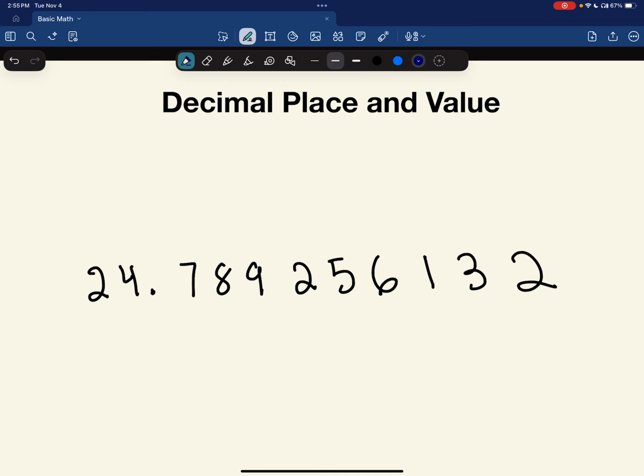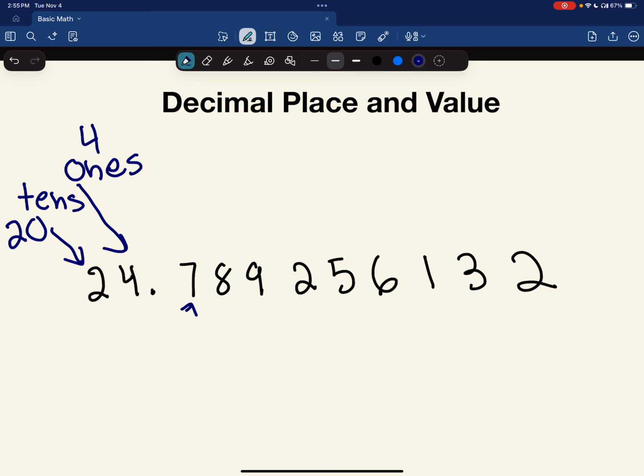In a previous video, I already covered that 4 in 24 is in the ones place and it has a value of 4. And I went over that the 2 here in 24 is in the tens place and it has a value of 20. Now, let's look at the digits after the decimal point, starting with 7. So 7 is in the tenths place, and it has a value of 0.7.